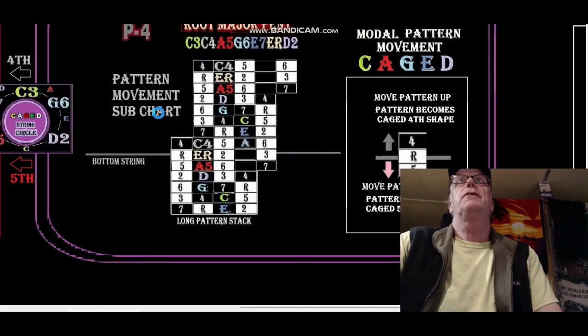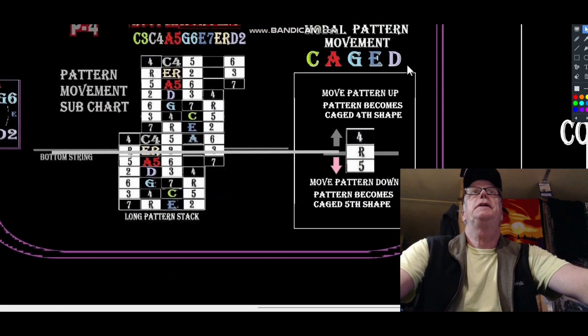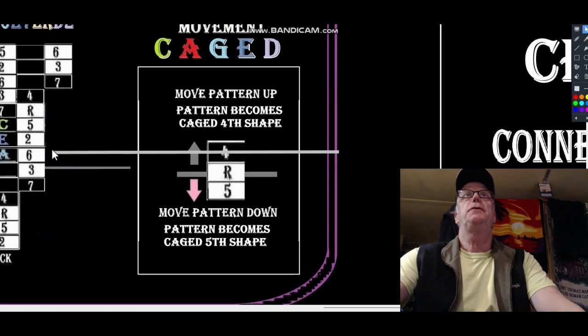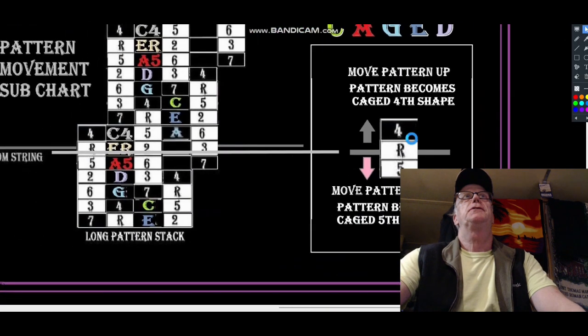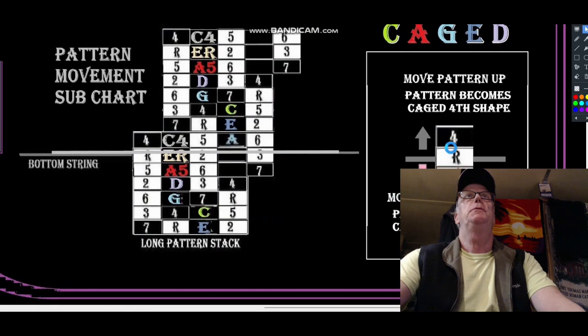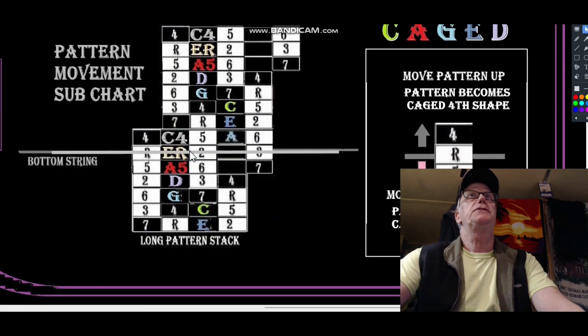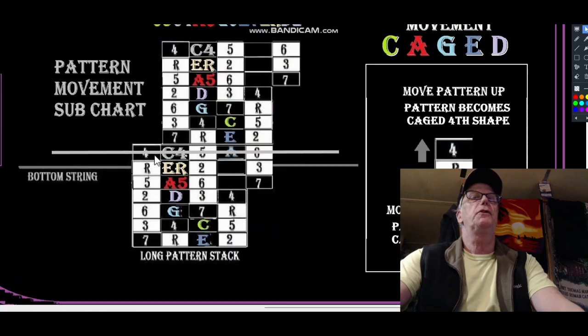Now let's look at this. We're starting here from root. Move the pattern down, and the pattern becomes the CAGED fifth shape. Why? Because if root was originally C with the pattern here, say your lowest playable note was a C here, you move the pattern down, C is the fourth of what? G, which is the fifth shape.